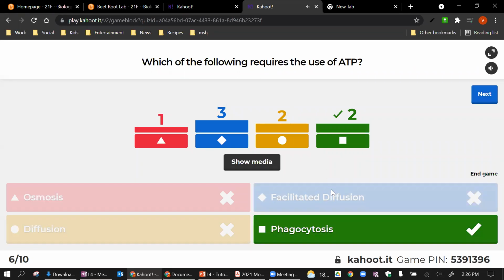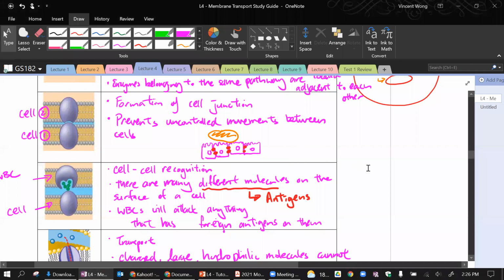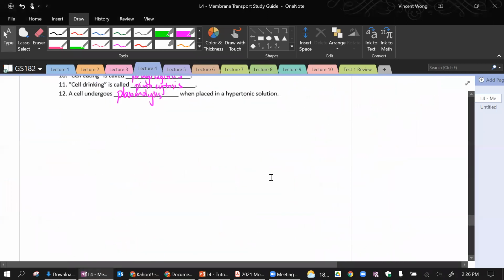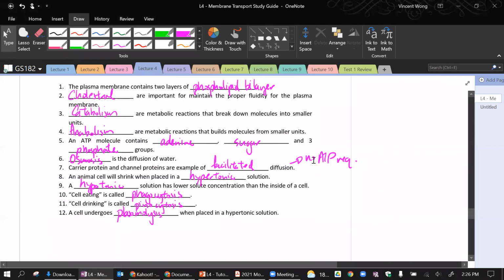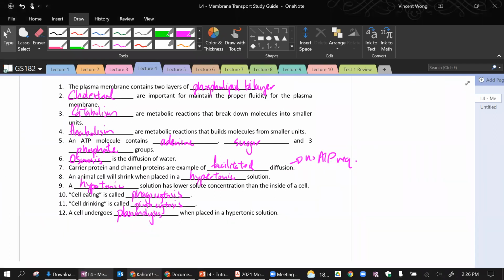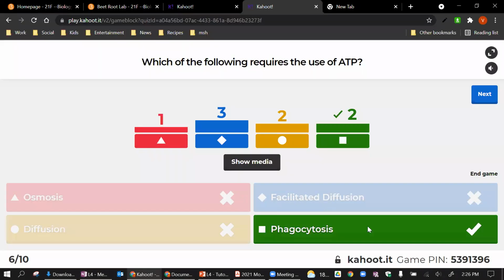Which of the following requires the use of ATP? Yeah, phagocytosis. Okay, diffusion is just movement of water. There is no energy required. Diffusion from high concentration to low concentration, no ATP required. Facilitated diffusion, we just talked about it, right? Remember, like in the fill in the blanks, right here. Look. Facilitated diffusion, no ATP required, right? It's just using the channel protein to help. So phagocytosis is the only one in this list that requires the use of ATP.